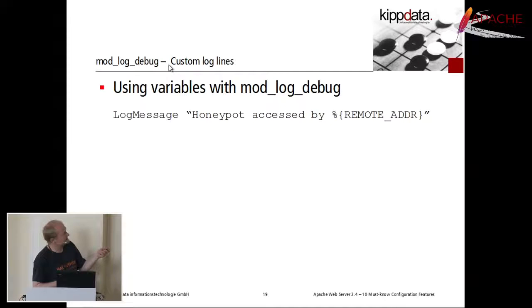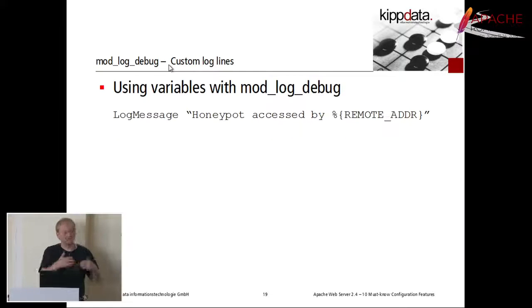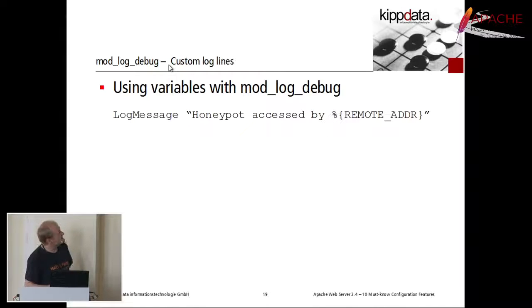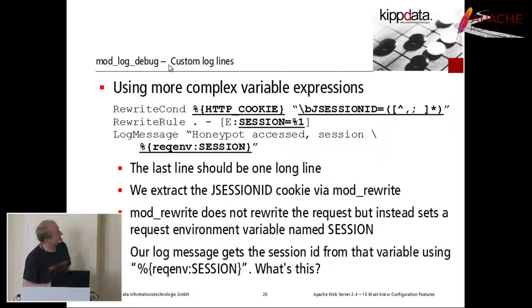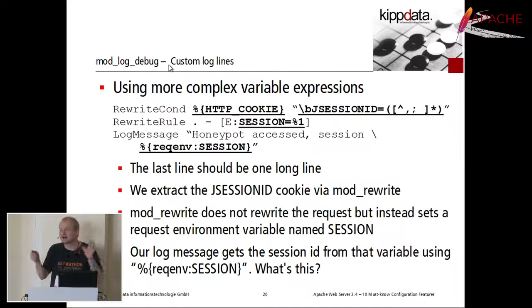We replace our static log line by a dynamic log line where we include the IP of the client. So like mod_headers, this also allows to use variables in the text. So it's getting more expressive. And then we can do more complex stuff like we use mod_rewrite to check whether the cookie header contains some JSESSIONID. And then we capture the JSESSIONID and put it in an environment variable. So this mod_rewrite doesn't rewrite the request. It's only used for the side effect. This means it matches everything, doesn't change it, but sets an environment variable.